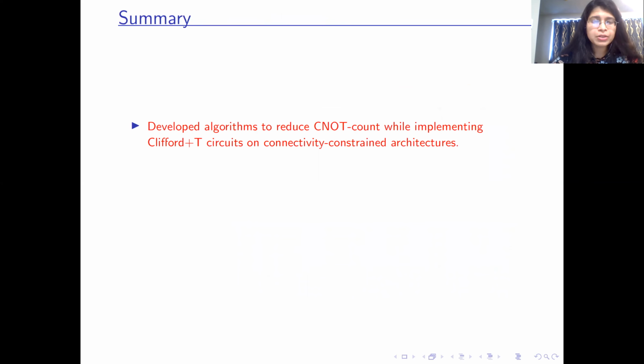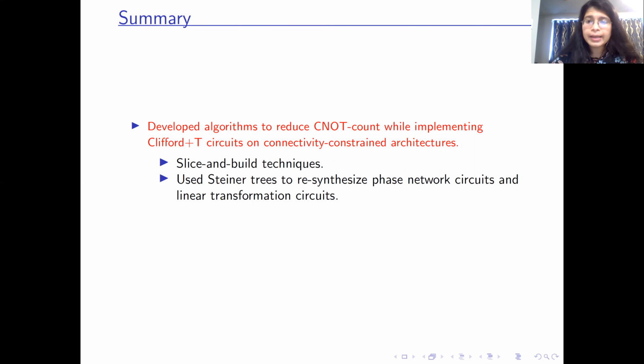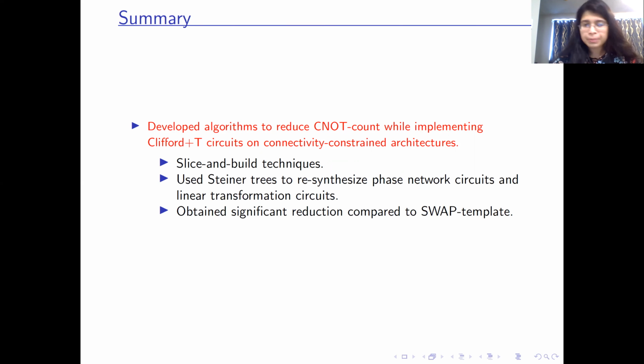So to summarize my talk, we have developed algorithms to reduce CNOT count while implementing Clifford+T circuits on connectivity constrained architectures. We have used slice and build techniques. We have used Steiner trees to resynthesize phase network circuits and linear transformation circuits. We have obtained significant reduction compared to the swap template. And also our algorithm has nice scalability.